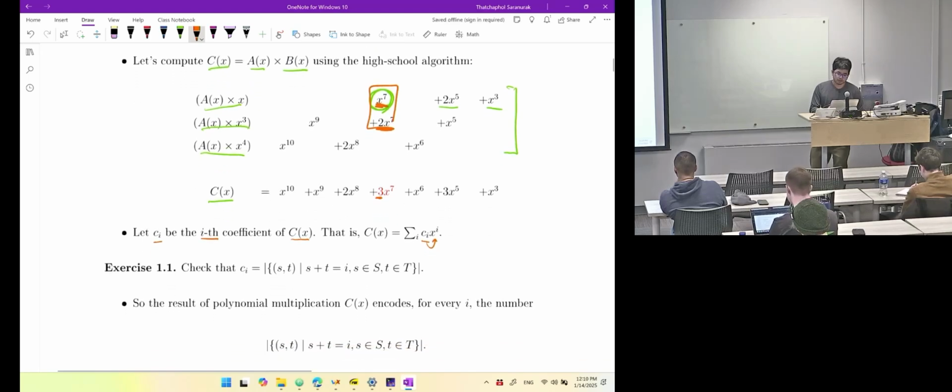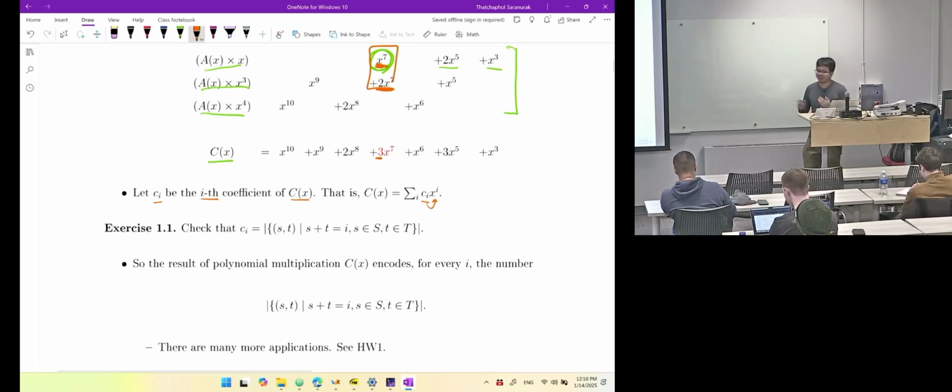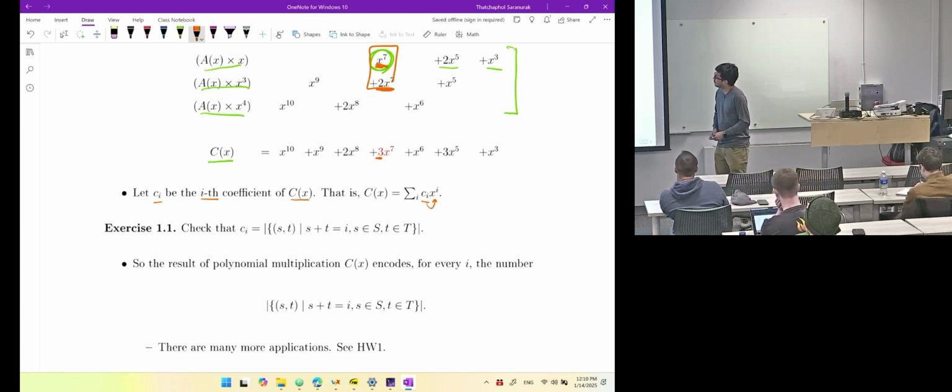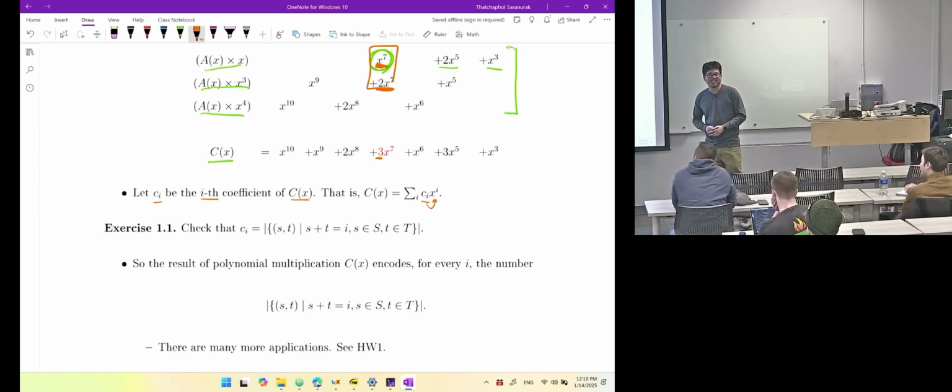And so okay, now we know that at least polynomial multiplication seems useful. It can be used to count these things. From the homework, you will see that there are many other cool applications of polynomial multiplication to solve something that superficially doesn't seem relevant at all, but you can use it. Okay. And that's the goal for today's lecture.